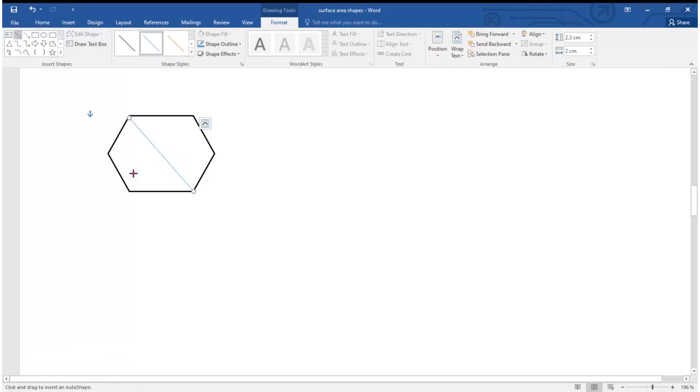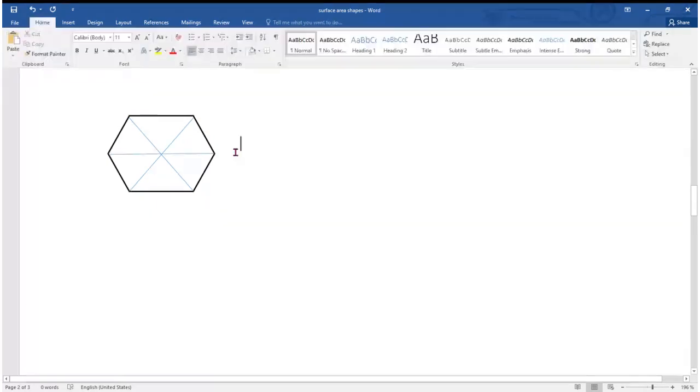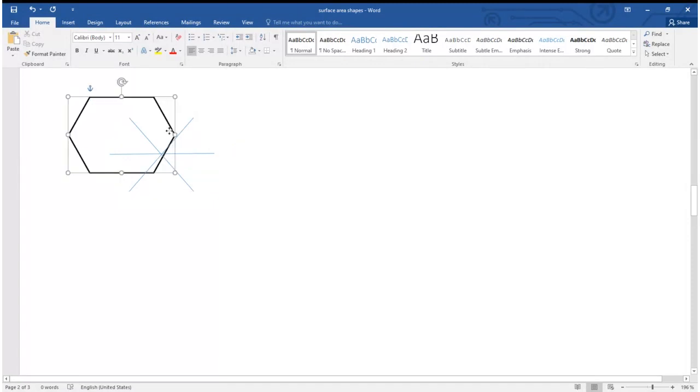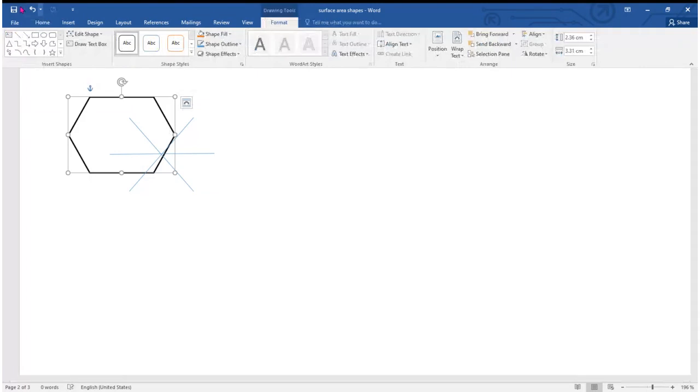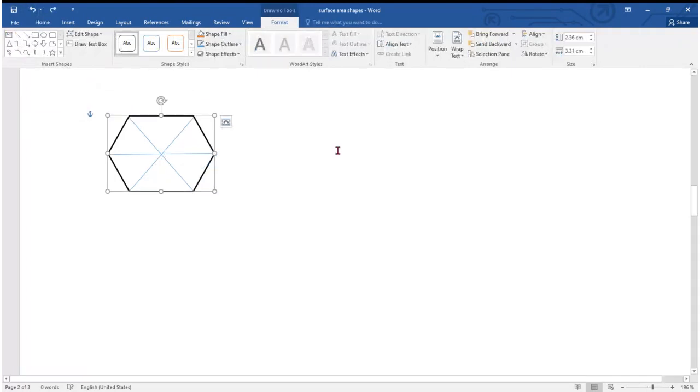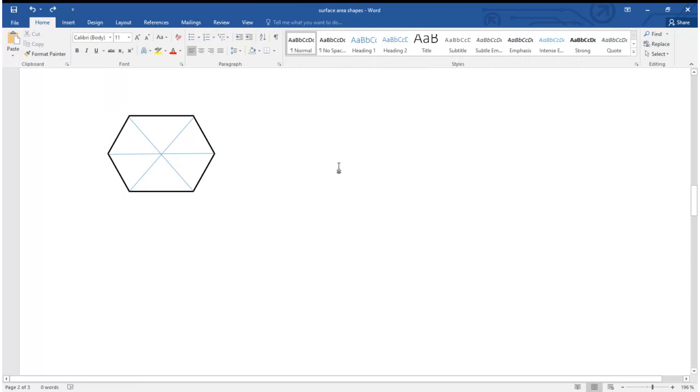So I'm dividing this one into triangles. Now, when you divide a six-sided solid, you're going to get 6 similar triangles. 1, 2, 3, 4, 5, 6. You're going to get 6 similar triangles in this particular case. So in this case, you just find the area of one triangle, and then you multiply by 6. So how do you do that? So let's come here and see.